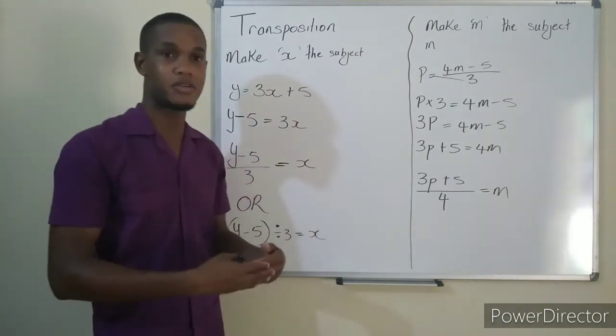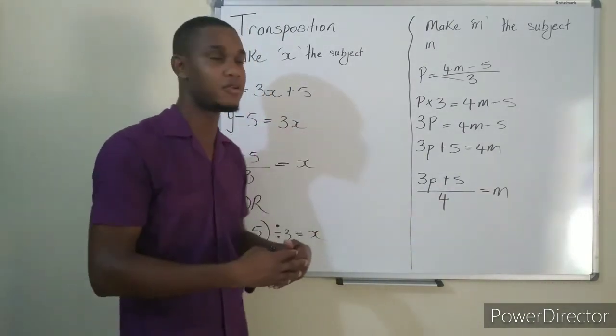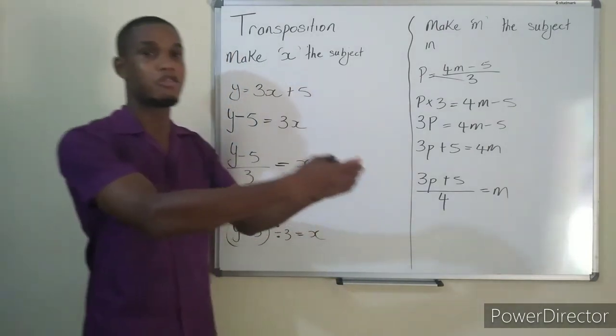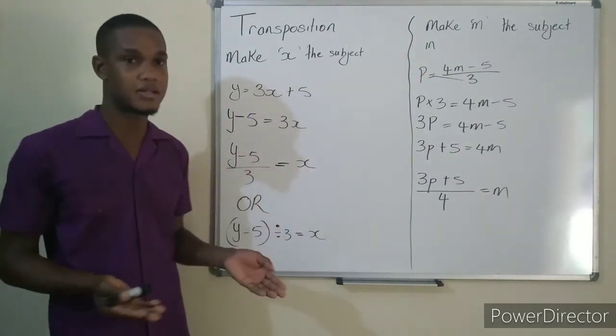So you will get rid of the dividing first, then you'll get rid of the subtracting, and then you'll get rid of the multiplying. So just remember that it's always doing things in the reversed order when you're trying to transpose a formula, and you'll be able to master it.